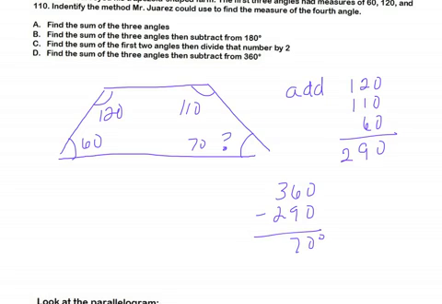So let's look at our choices. What did we do? We found the sum of the 3 angles. Well, we did that, but was that the only thing we did? No. Find the sum of the 3 angles, then subtract from 180. Nope. That part makes it not true. Find the sum of the first 2 angles and divide that number by 2. Well, we could have done that on some of the quadrilaterals previously, but it did not work on this one. Find the sum of 3 angles and then subtract from 360. That is what we did. So sometimes working it out the way you know will help you decide how to do that.